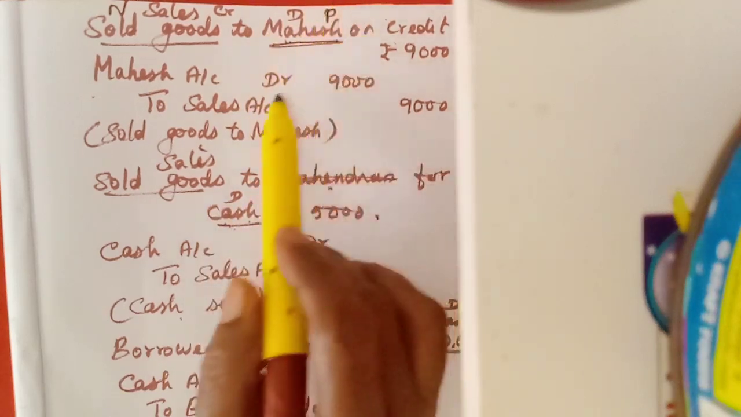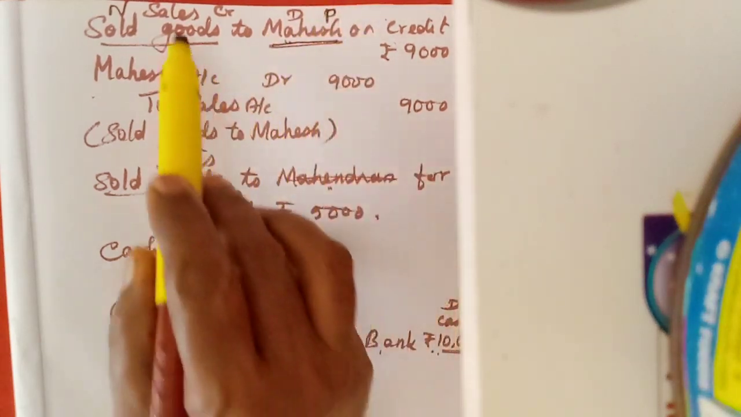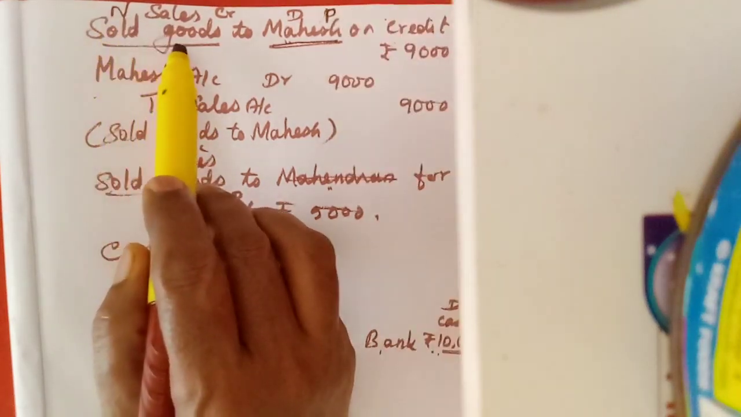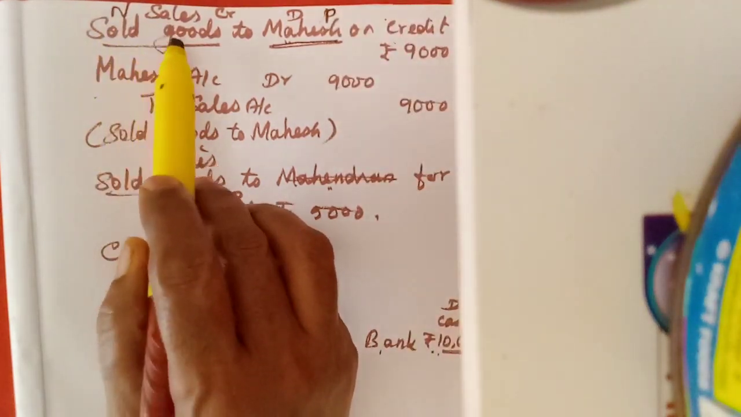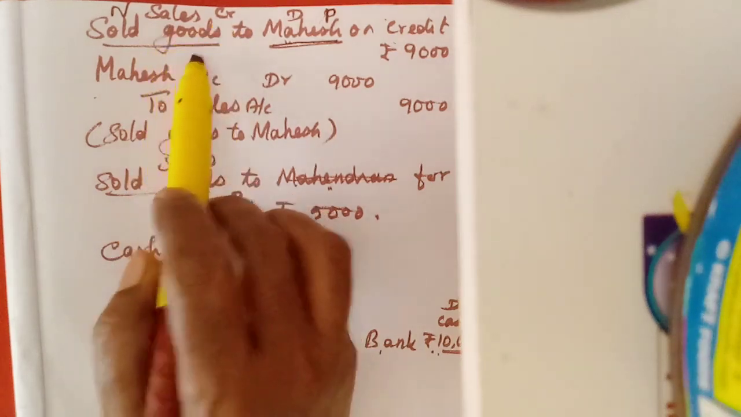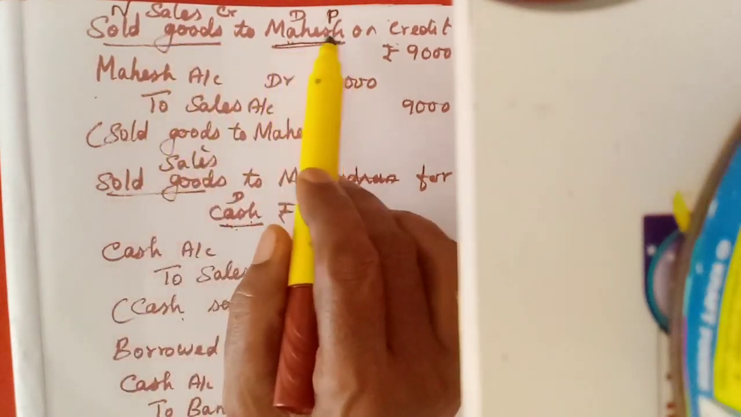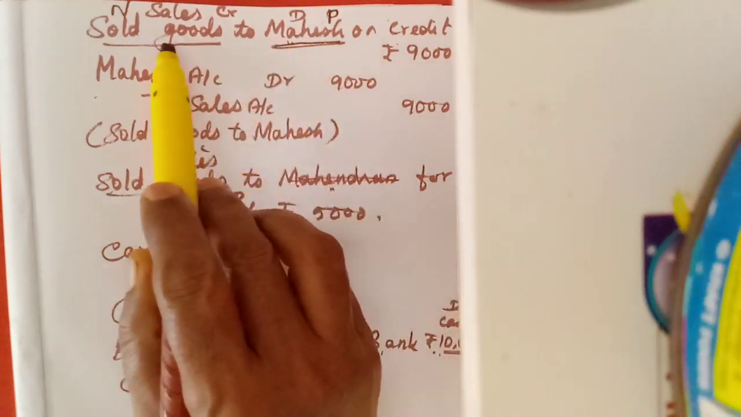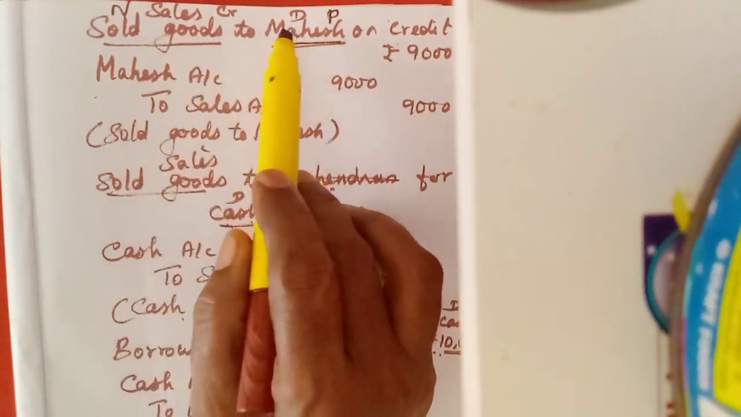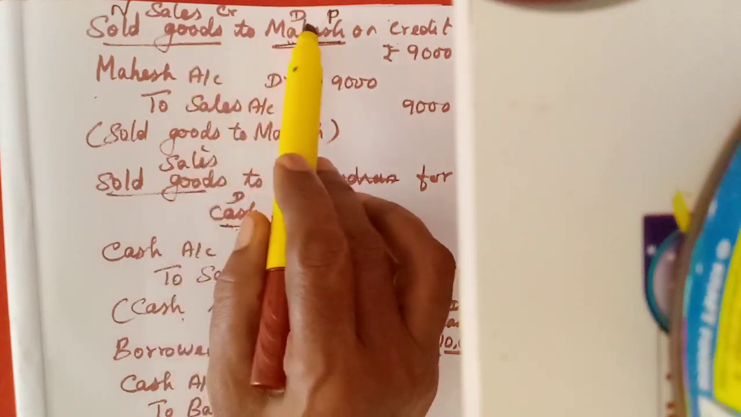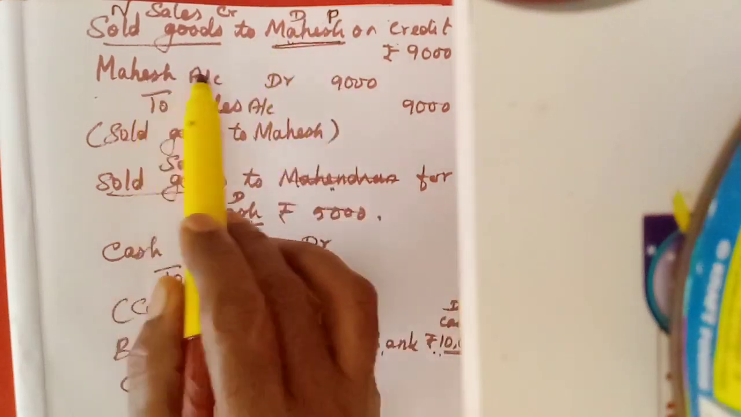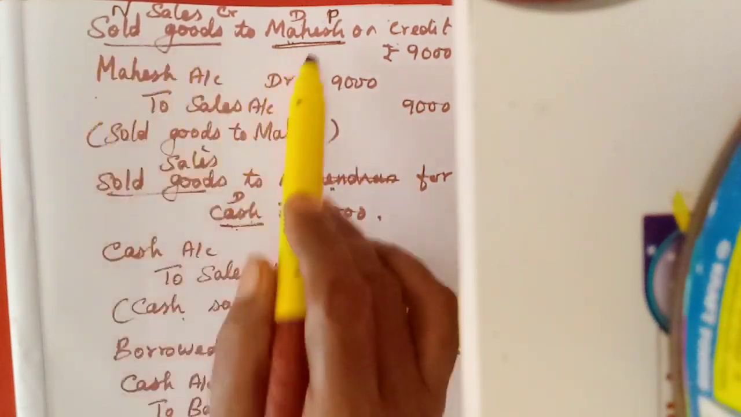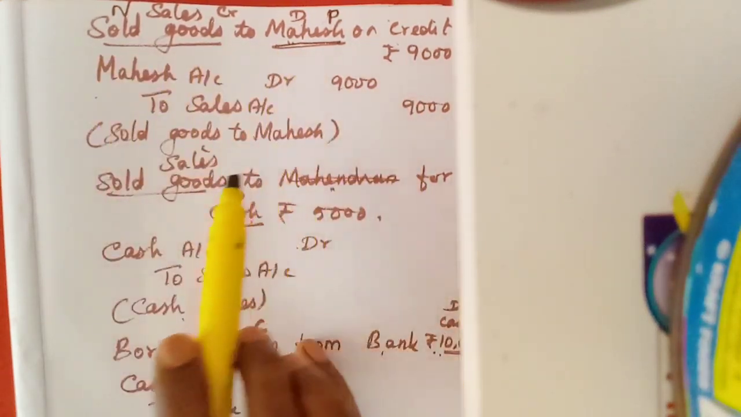Now, what is the rule of accounting? For nominal account, credit all income and gains. It is an income, so we credit sales. Mahesh is a personal account: debit the receiver, credit the giver. Mahesh is receiving the goods, so we debit. Mahesh account debtor to sales account 9,000. Sold goods to Mahesh on credit, you can also write that.